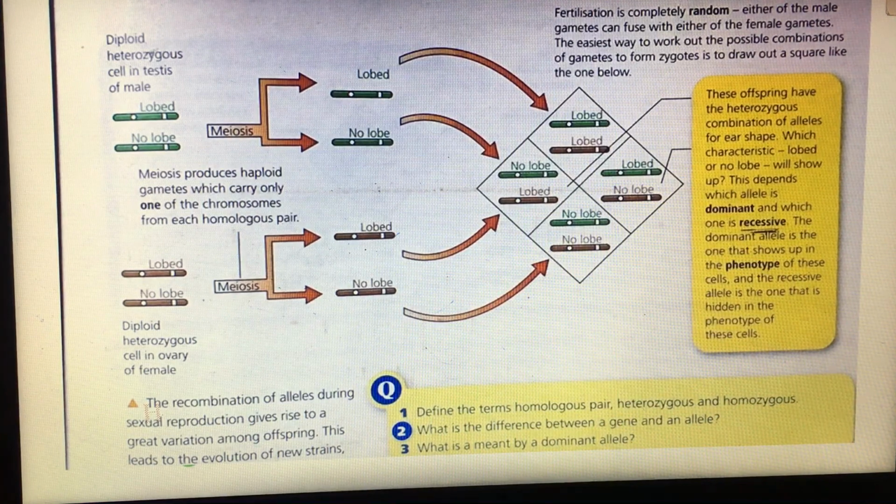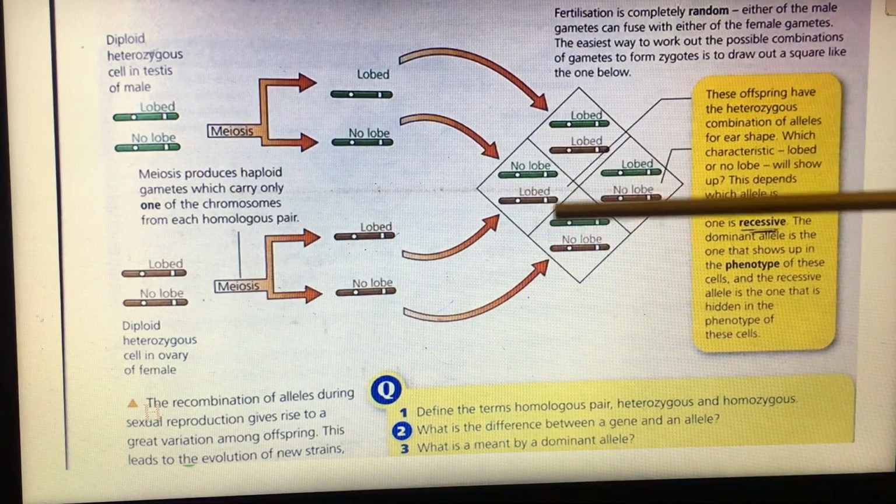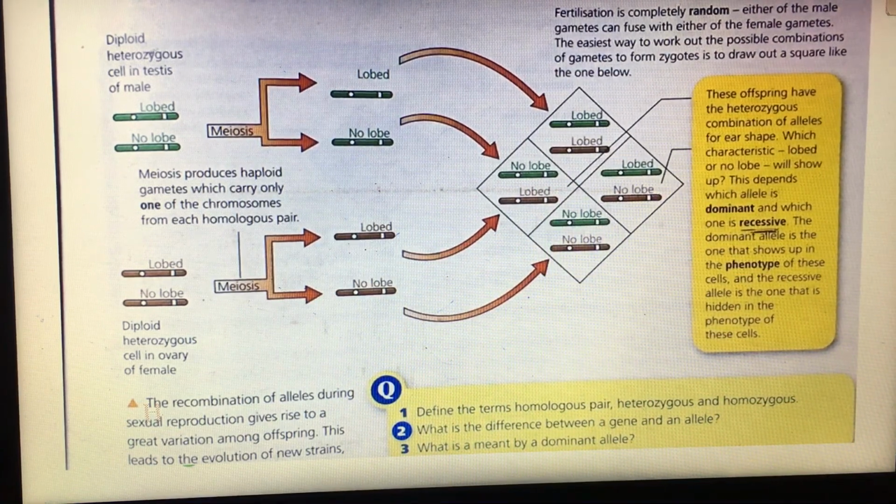So here we have two. From the possible combinations, two heterozygous cells, this one and this one, and two homozygous cells, which are loop with loop and no loop with no loop.